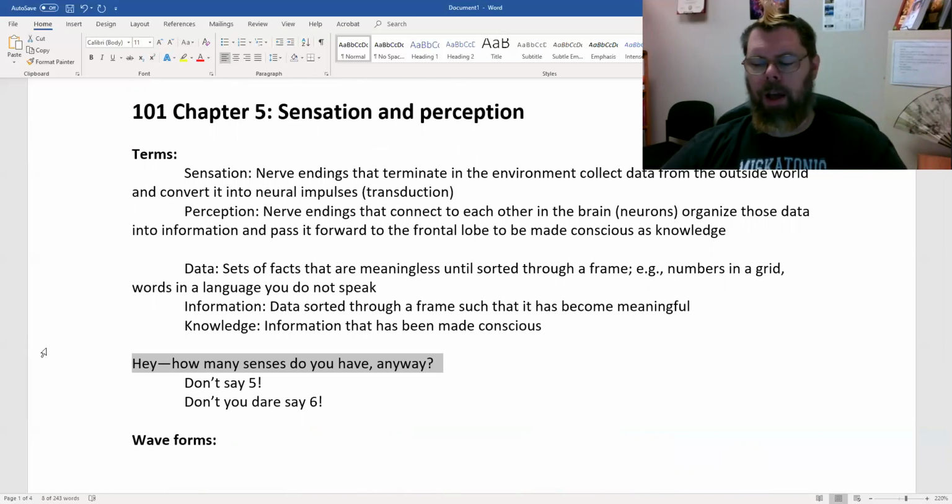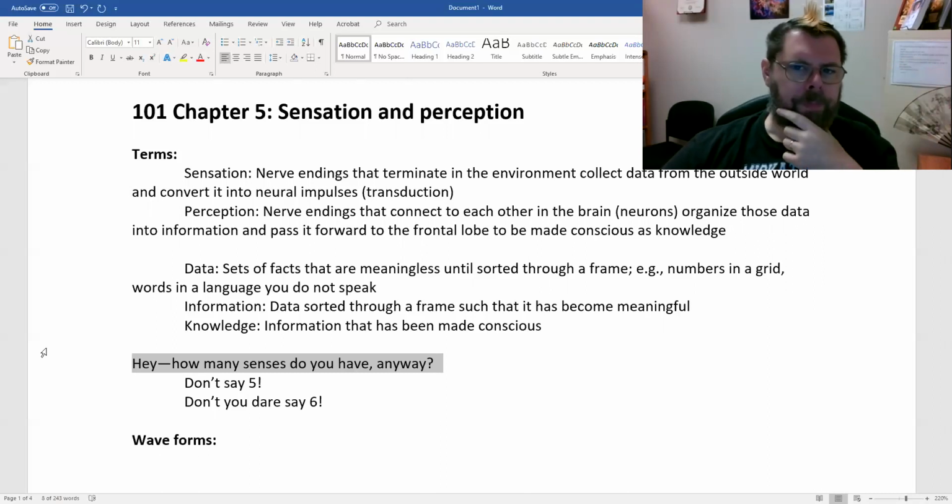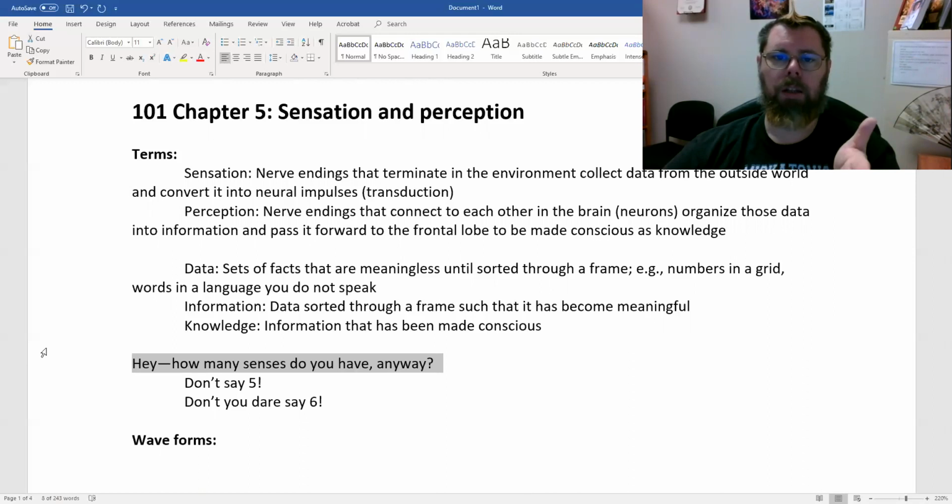So what do we have? I mean, the 5 basic senses: vision, audition or hearing, olfaction or smell, gustation or taste, touch. How many senses is touch? We're used to talking about it as one thing. Is it in fact one thing? Well, you sense pressure through your skin.